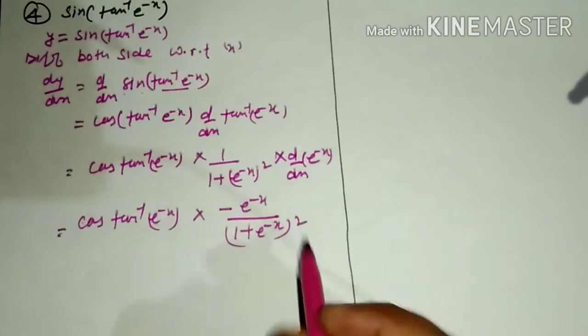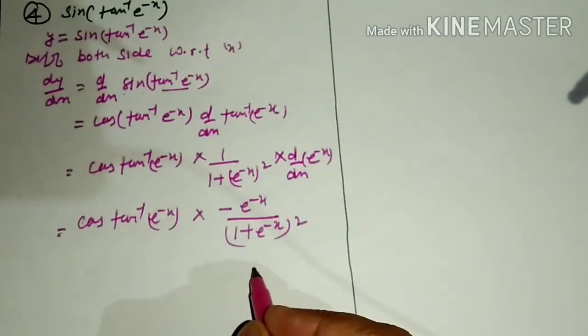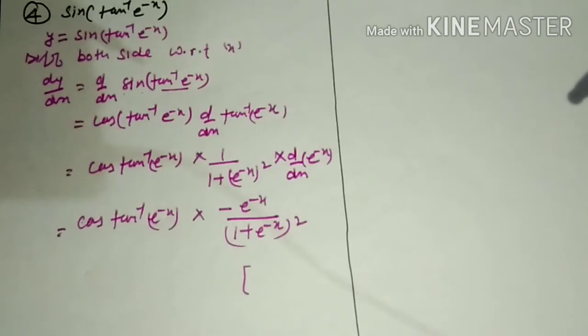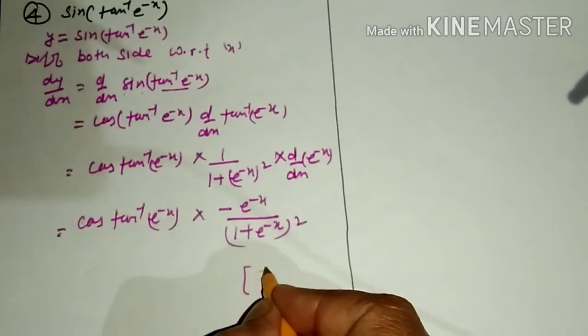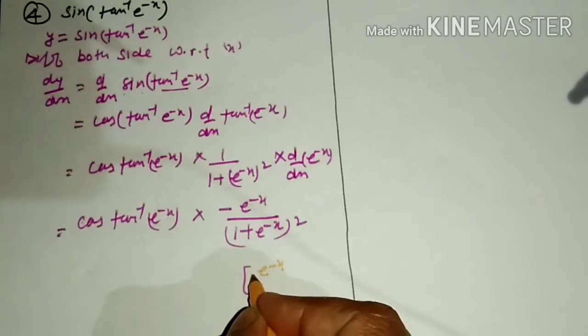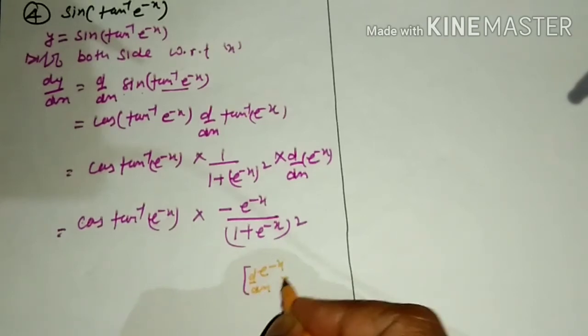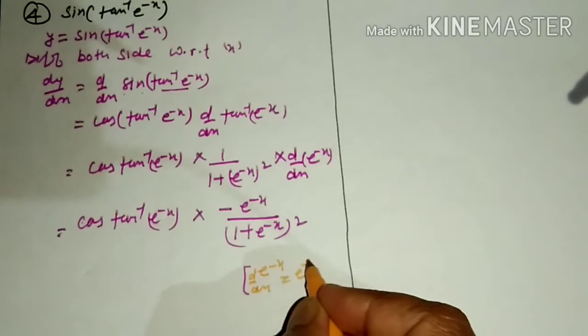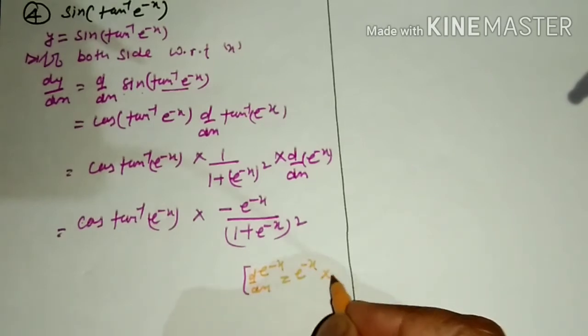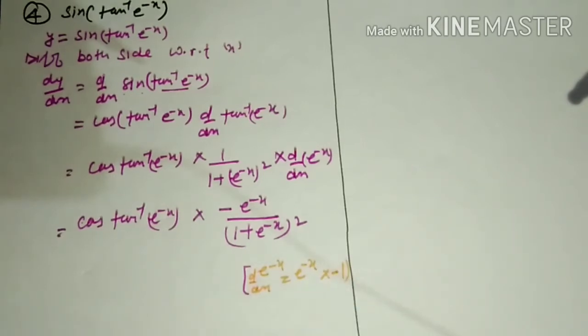e to the power minus x का डिफरेंशिएशन क्या होगा, देखिए। e to the power minus x, dy upon dx is equal to e to the power minus x, और x का डिफरेंशिएशन हो गया minus 1. Clear? So the differentiation is e to the power minus x upon 1 plus e to the power minus x whole square.